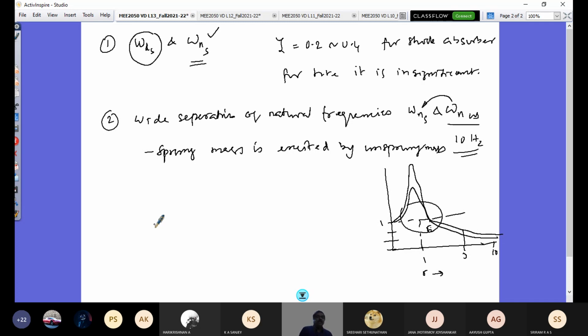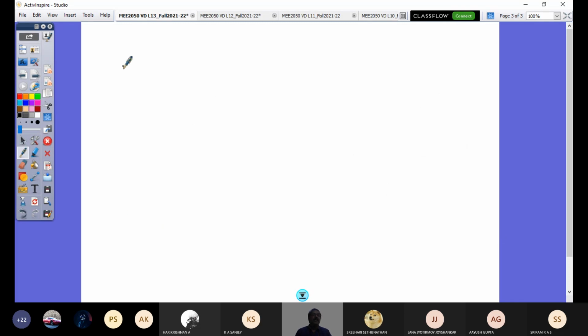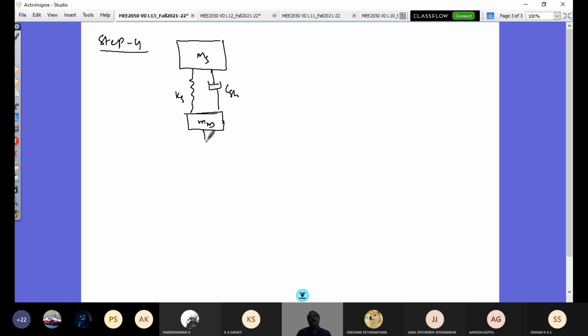So with that important note, let us now get into another important step, the fourth step: finding the amplitude ratio considering the road input. So step 4. Here I'm going to consider a sinusoidal road profile instead of a random profile. Let us look at that separately in the next class. I'm going to consider here MS, and we'll have KS and CSH, and then your unsprung mass. And here I'm going to consider only the tire stiffness.